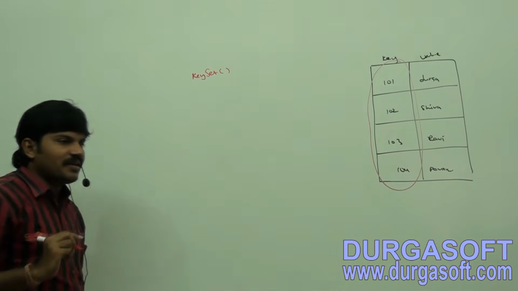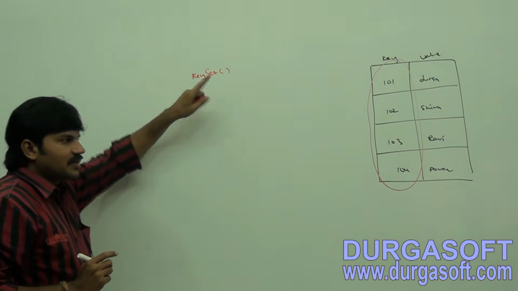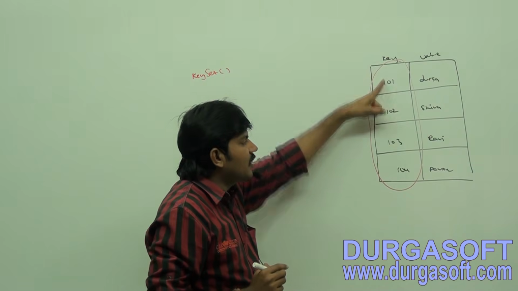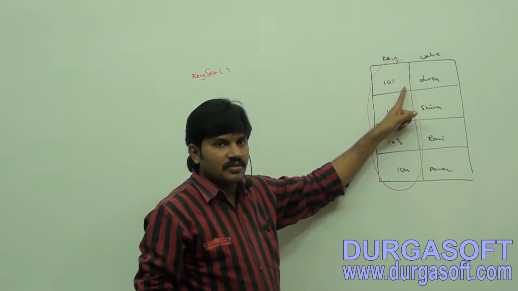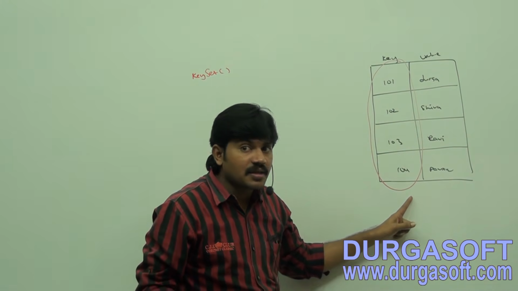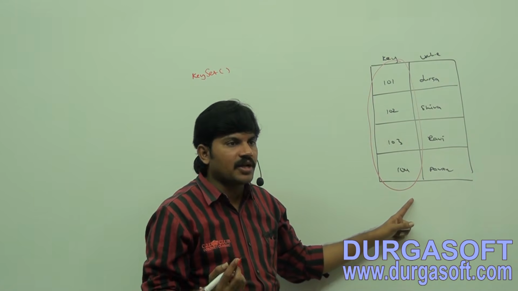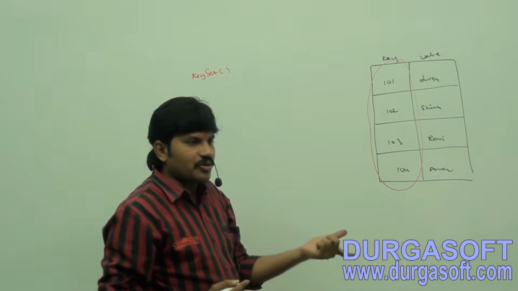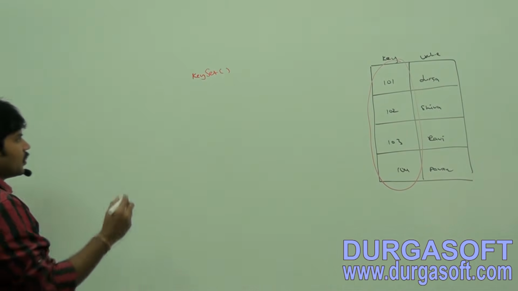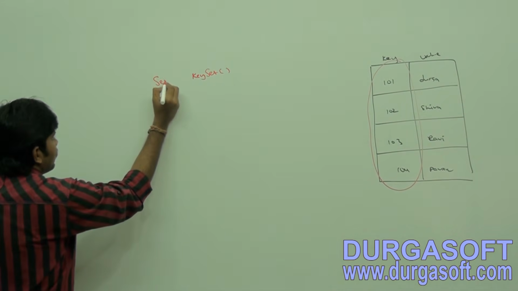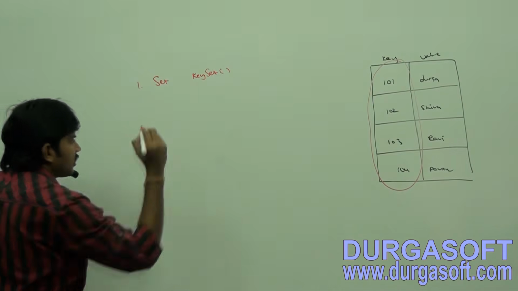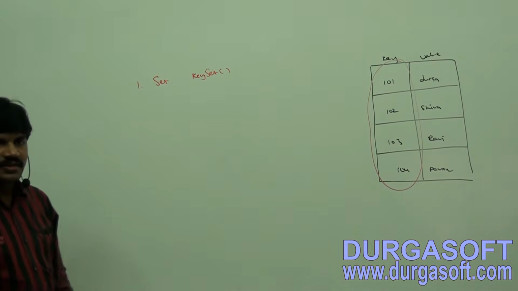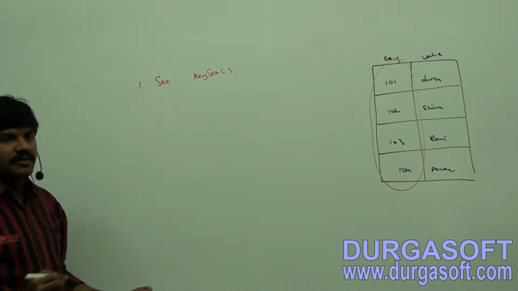Sir, keySet. Why am I using the term set? Duplicates are allowed or not allowed? Duplicates are not there. Duplicate keys are not there. That's why it is a set only. So Set is the return type. KeySet is the method we have to call. Only keys by default we are going to get.